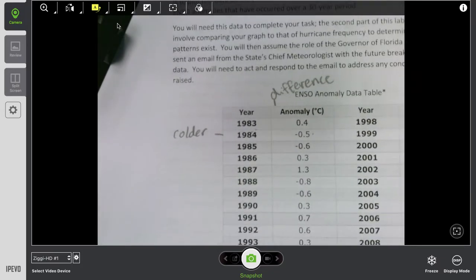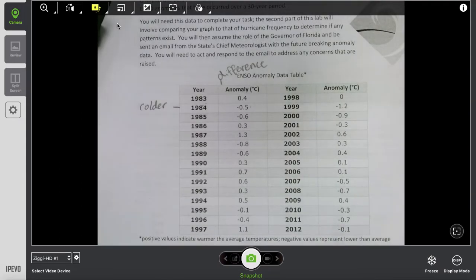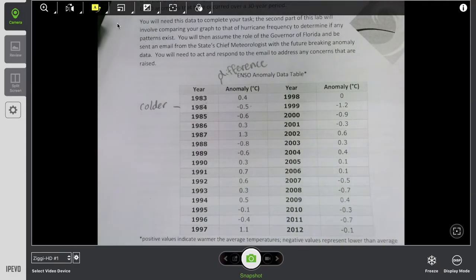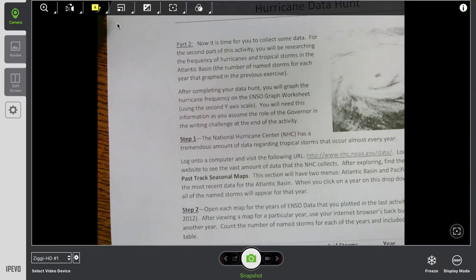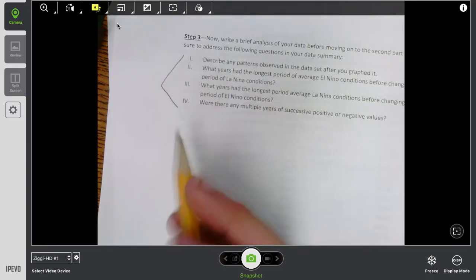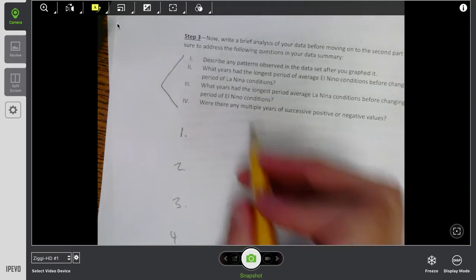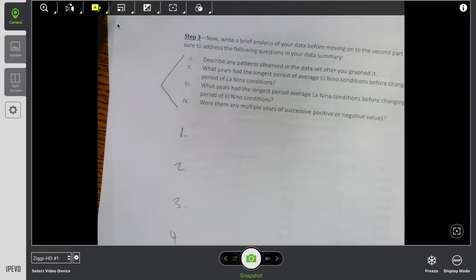Once you're done graphing all of this, we've graphed it, we've connected it together, we're now going to see if we can find any patterns. And you're going to address these 4 questions. You're going to write what you see. It doesn't have to be a big paragraph. It can be 1 to 2 sentences for each about what you see on your graph.